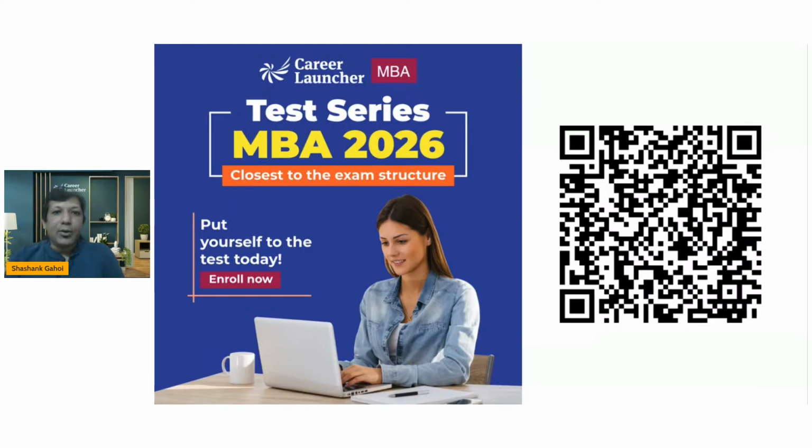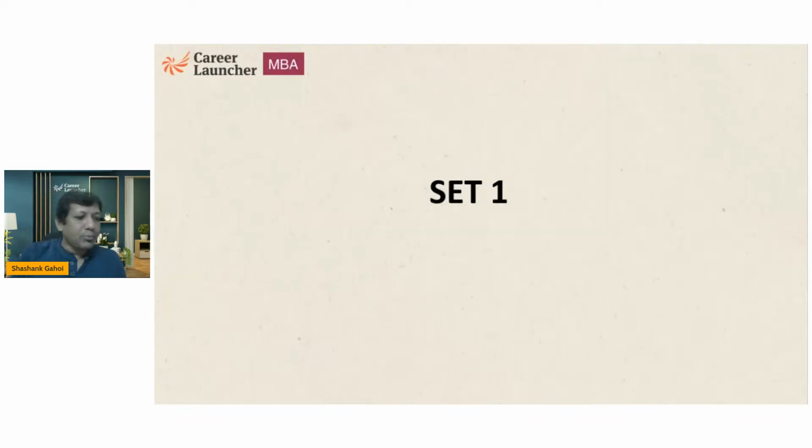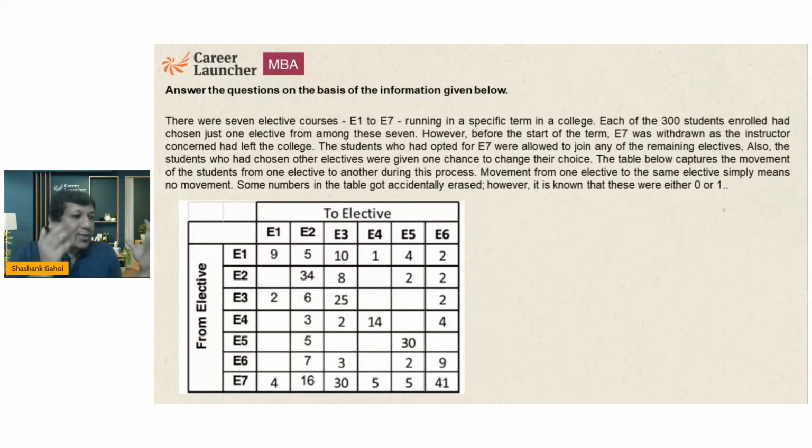Okay, now let's start. This is the first set we are picking up. What does it say? It says there are 7 electives, E1 to E7, running in a specific term in college. Each of the 300 students enrolled chose just one elective out of the 7. So there are 7 electives: E1, E2, E3 up to E7.